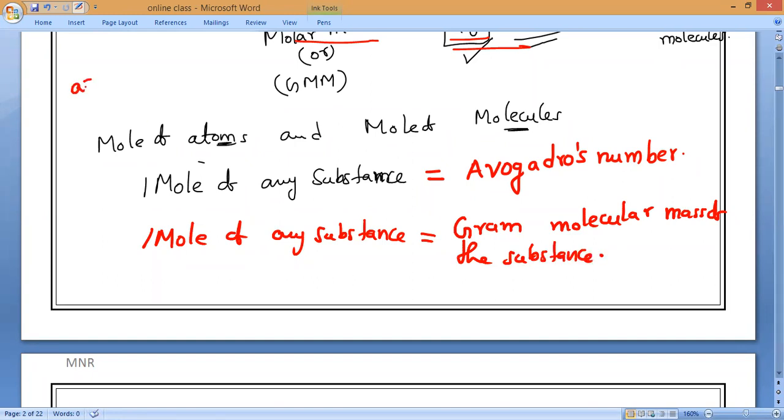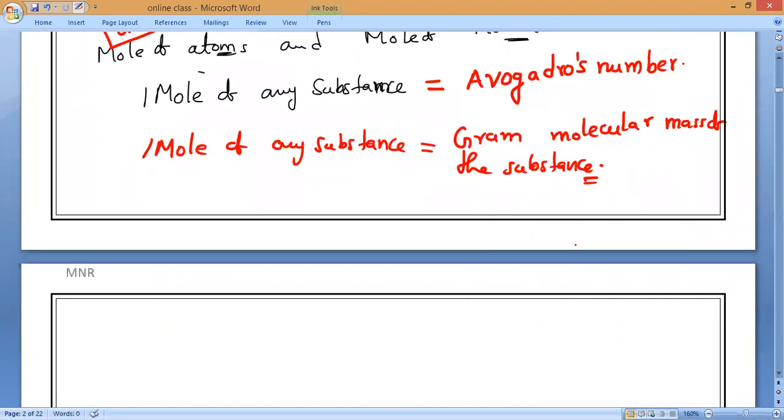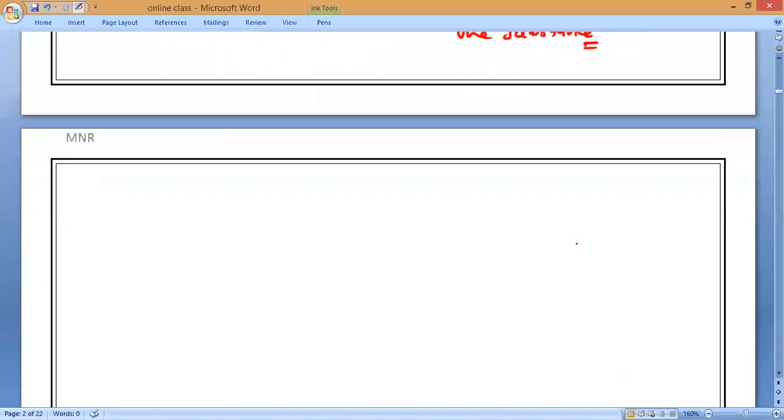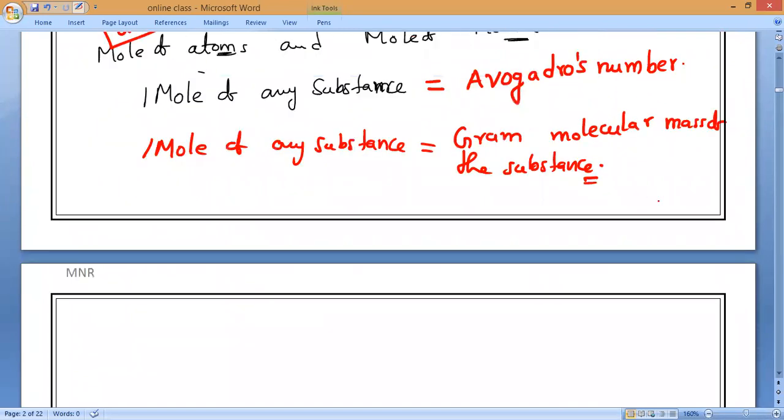Now, in mathematics, if A is equal to B and B is equal to C, then A is equal to C. A mole of any substance is Avogadro number. Same way, a mole of any substance is equal to the gram molecular mass of the substance. So the gram molecular mass of the substance is equal to 1 mole of substance, one Avogadro number. Understood? Here, not only molecular, you can also write atomic.